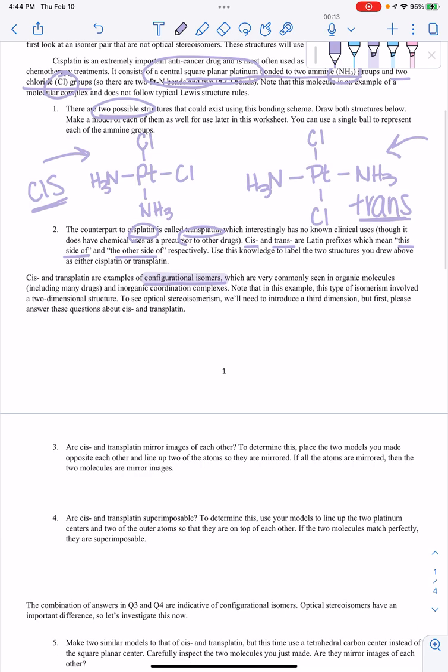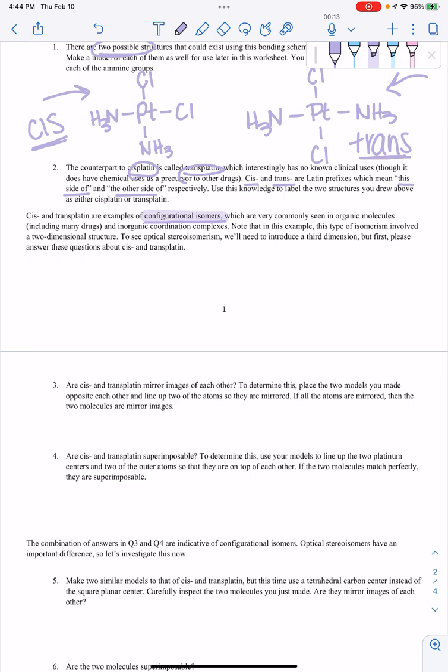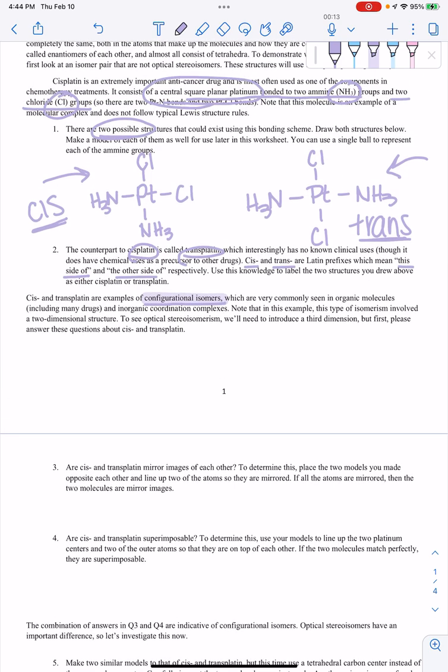So we can go down to question number 3, which says, are the cis and trans platinum mirror images of each other? So we can go back up to question 1 where I drew these, and I'm just going to get rid of some of this extra stuff. So are they mirror images of each other? So we're just going to draw in an arbitrary mirror plane here. And we're going to see, are all of the atoms reflected in the appropriate position across this central mirror plane?